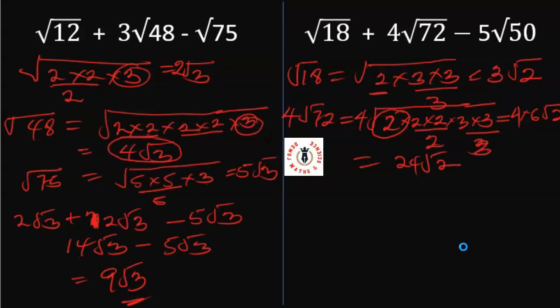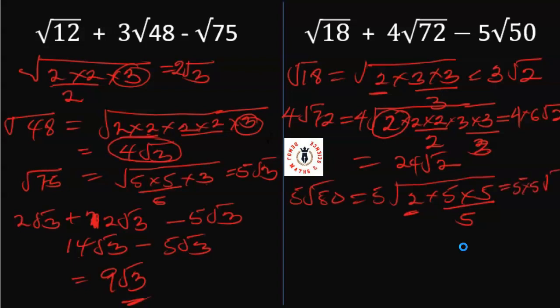Now, I have 5 root 50. That's equal to 5 times the root of 50. That's 2 times 25, 5 times 5. Now pick 5, the square root of 25 is 5, and I'm left with 2 standing alone. So that's the same thing as 5 times 5 root 2, which is 25 root 2.